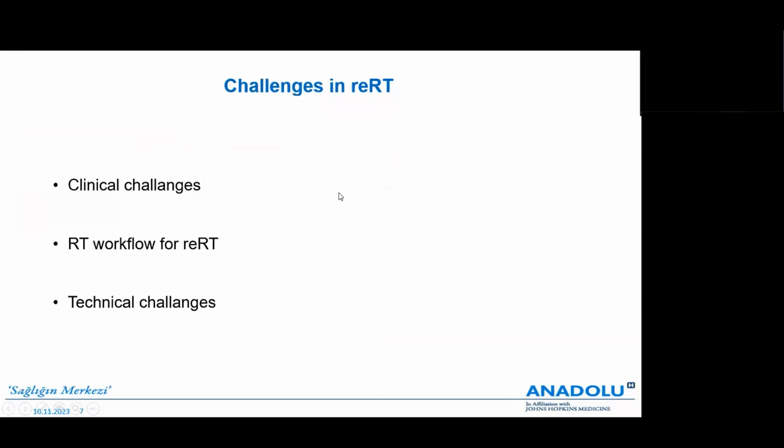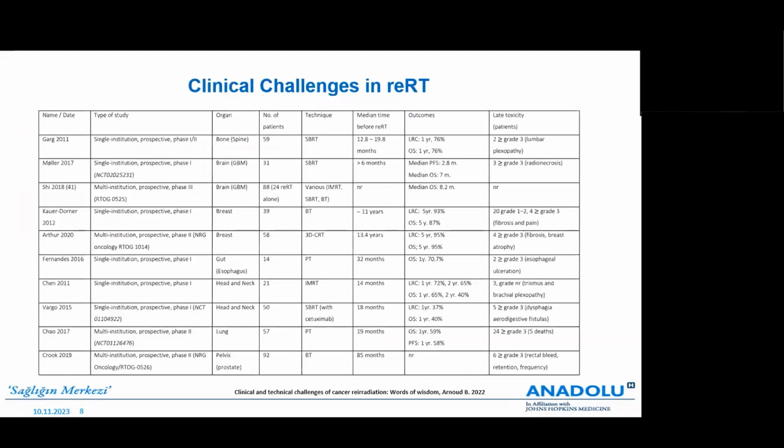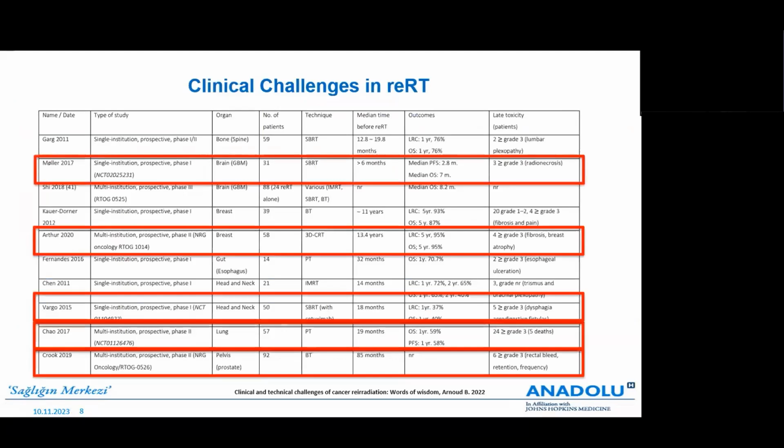What kind of clinical challenges do we have? I will give you some information about this, then some information about the radiation workflow in the department, and then I will give you some technical challenges. So look at these studies. These are re-irradiation studies about brain, breast, head and neck, and lung cases.